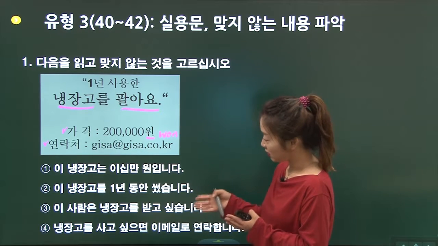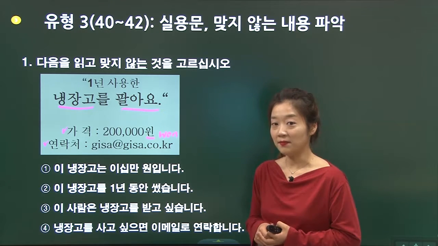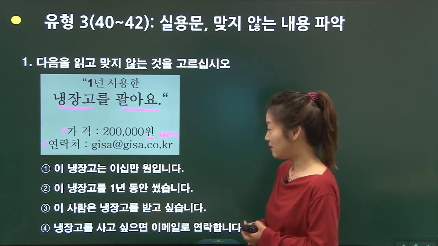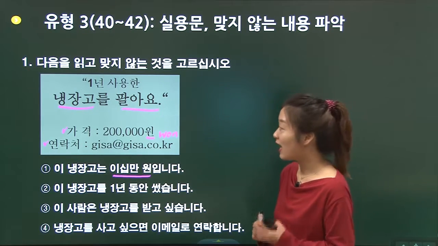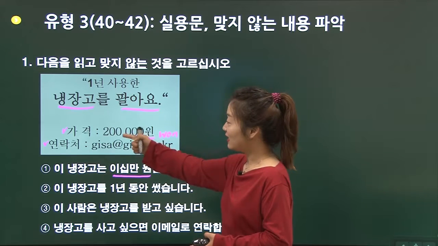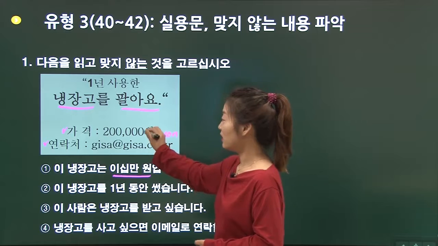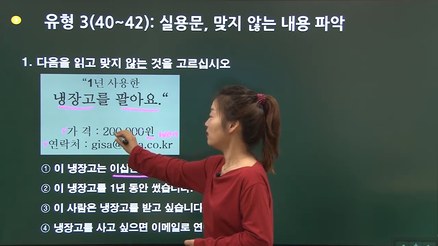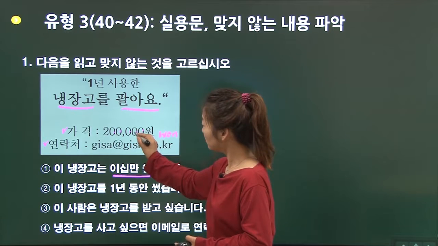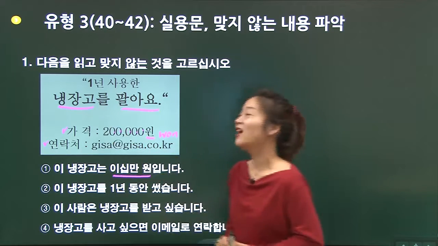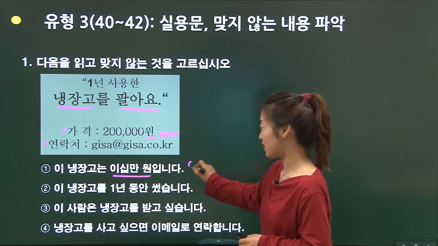Let's check number one. 이 냉장고는 20만 원입니다. 20만 원 is the price. So look at the price. 20만 원, 200,000 won. 일십백천만. 10만. So 20만 is 200,000, right? 20만 원. It's correct. Good.